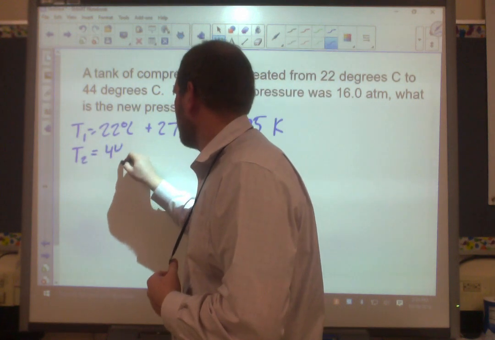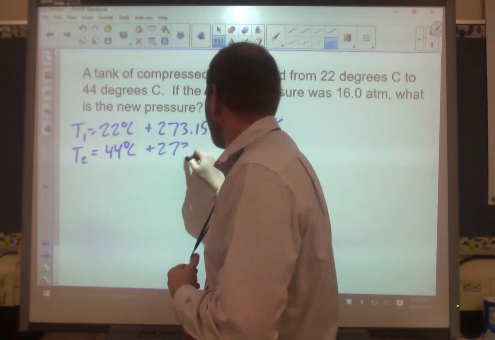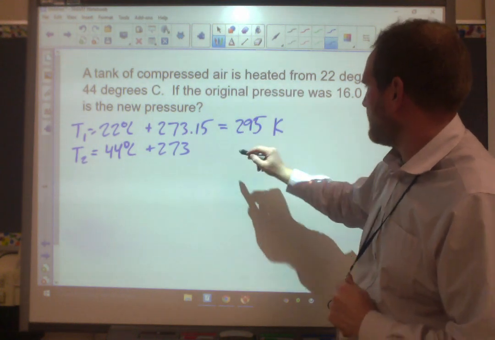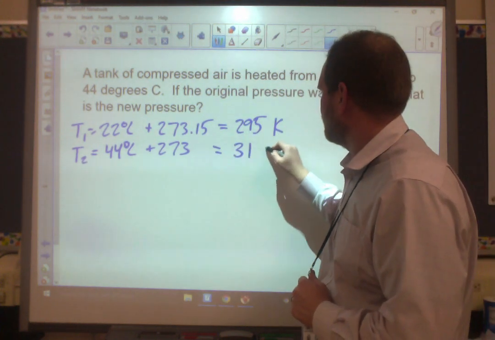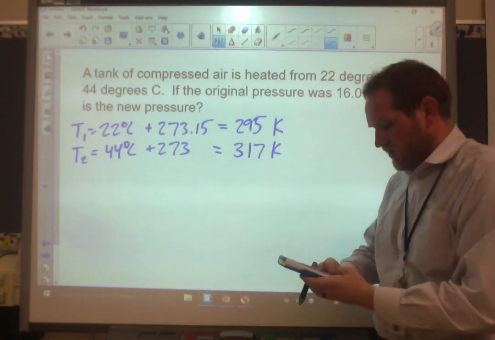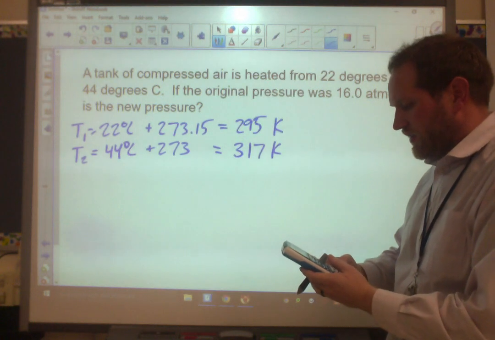T2 is 44 degrees Celsius plus 273. So what's that going to be? We had 22, 317. I don't trust myself enough, I'm going to double check. 44 plus 273, 317 Kelvin.